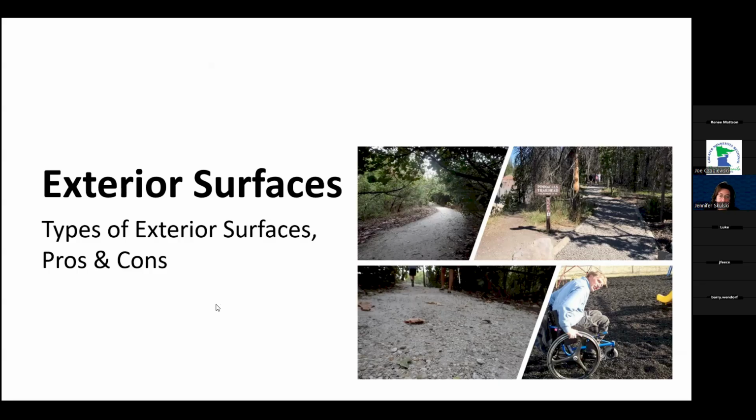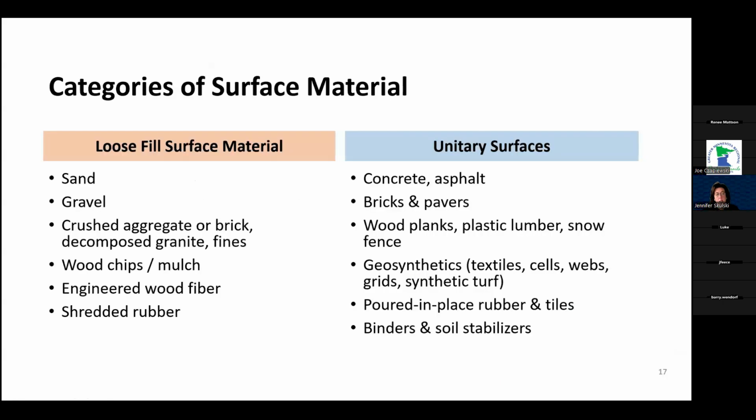So that was pretty much our tipping point to say we really need to look at these different types of surfaces and figure out what's accessible, and what the pros and cons are for each, in order to give facility owners more information to make an informed decision about what's most appropriate for their site. So we've divided the categories of surfaces into two: loose fill materials and unitary surfaces. I've listed the whole gamut of exterior surfaces.